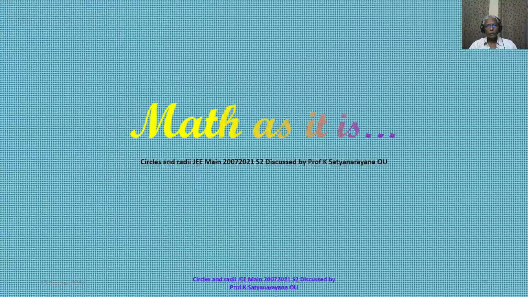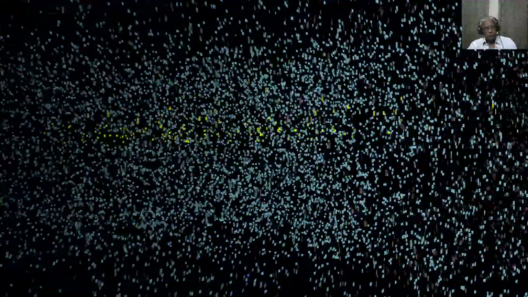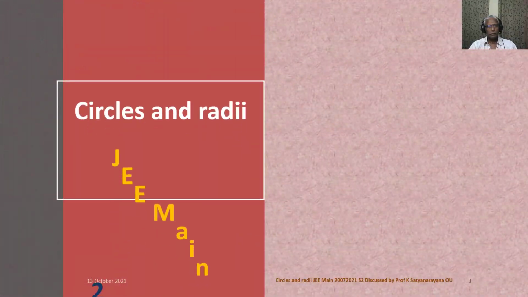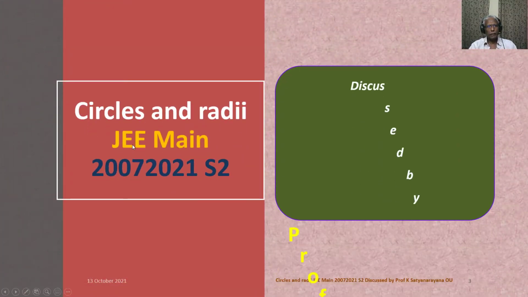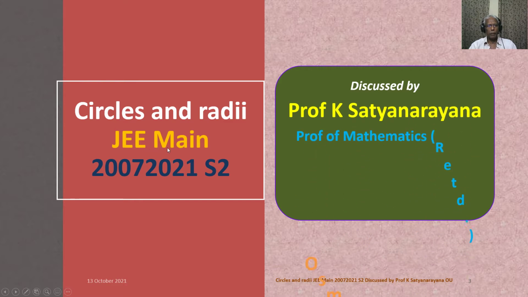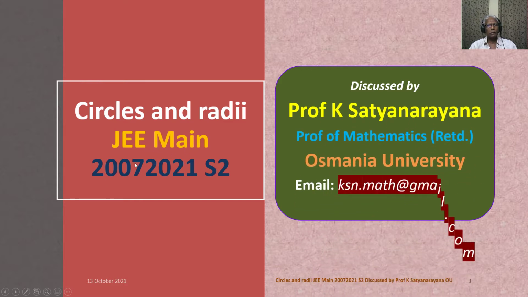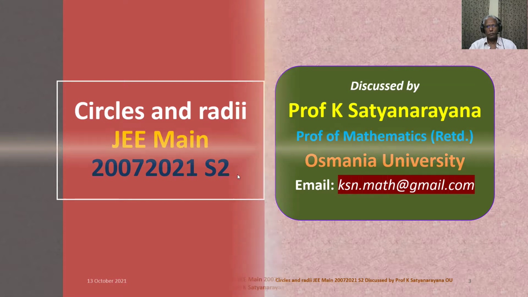Here we discuss a problem on circles and radii from coordinate geometry. This problem has appeared in the Joint Entrance Examination Main held on 20th July 2021 in the afternoon shift.